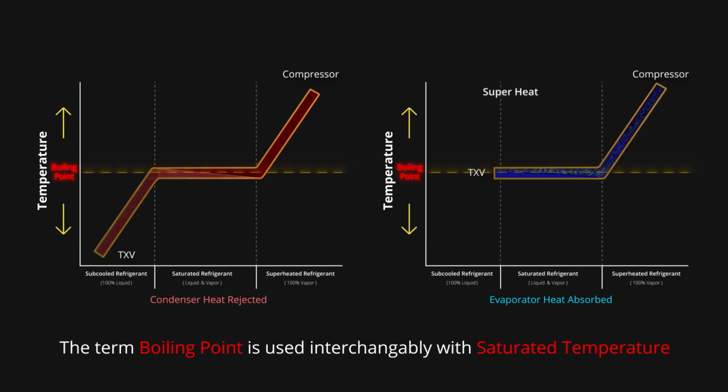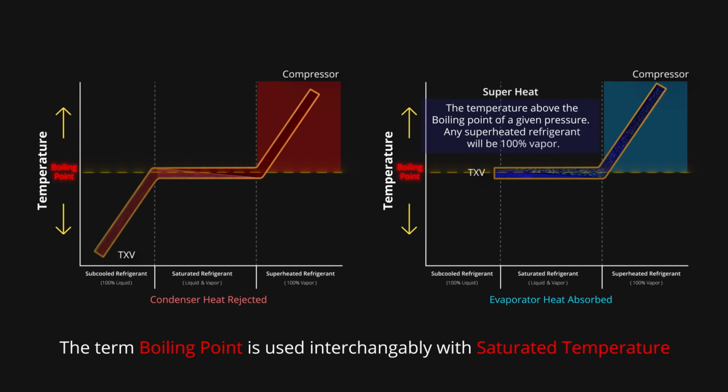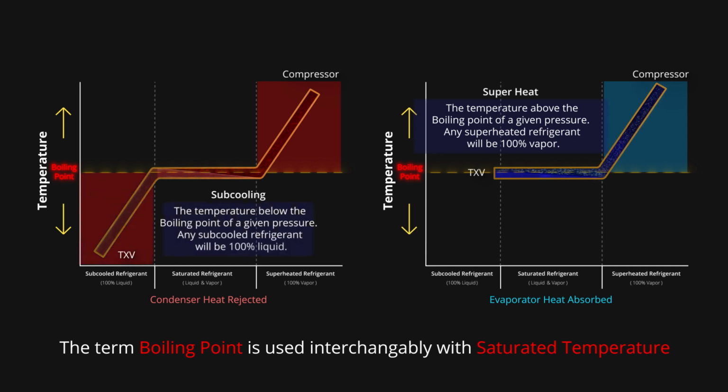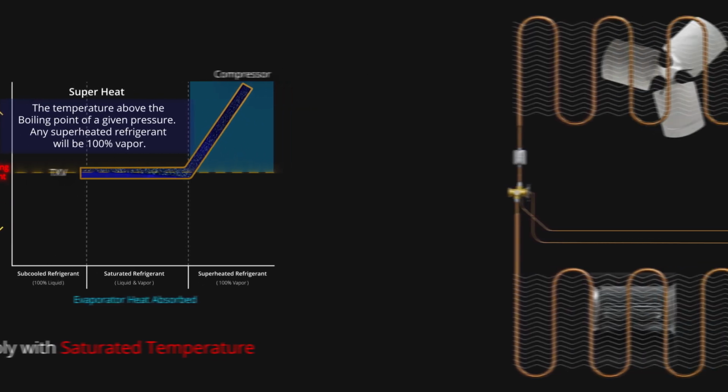The superheat is the temperature above the boiling point at any given pressure. Any superheated refrigerant will be 100% vapor. The subcooling is the temperature below the boiling point at a given pressure. Any subcooled refrigerant will be 100% liquid.